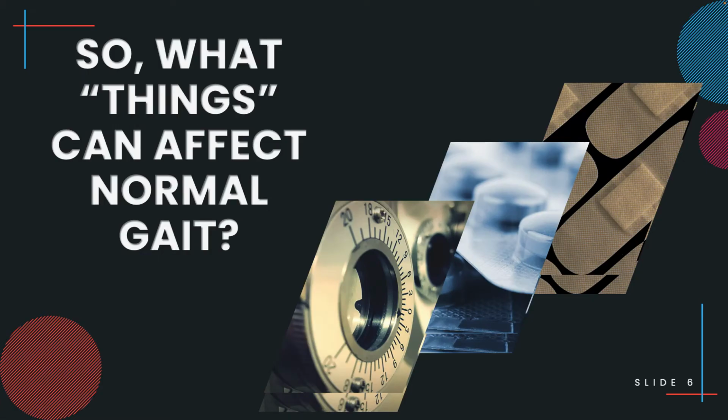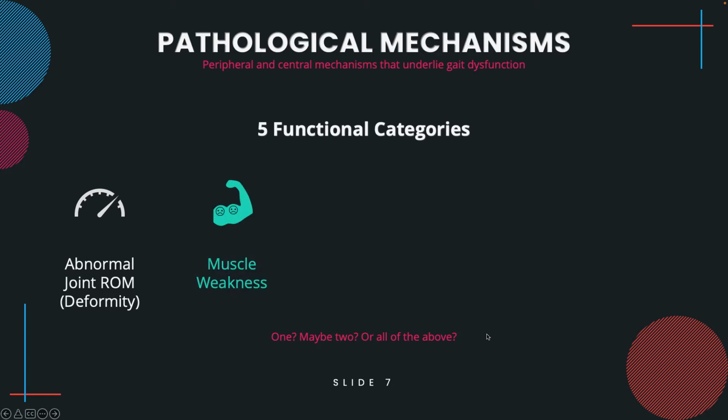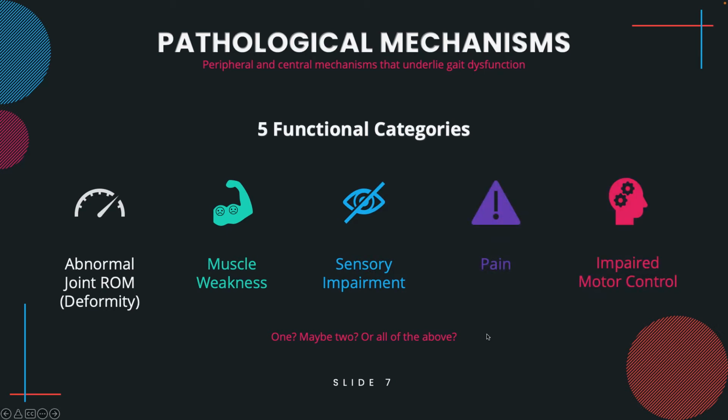So what all can affect normal gait? So there's tons of variables that can come into play, but if we think about internal mechanisms that can affect the way that somebody walks and cause their gait to be pathologic, we really have 5 categories. And these categories include abnormal joint range of motion or deformity, muscle weakness, sensory impairment, pain, and impaired motor control.